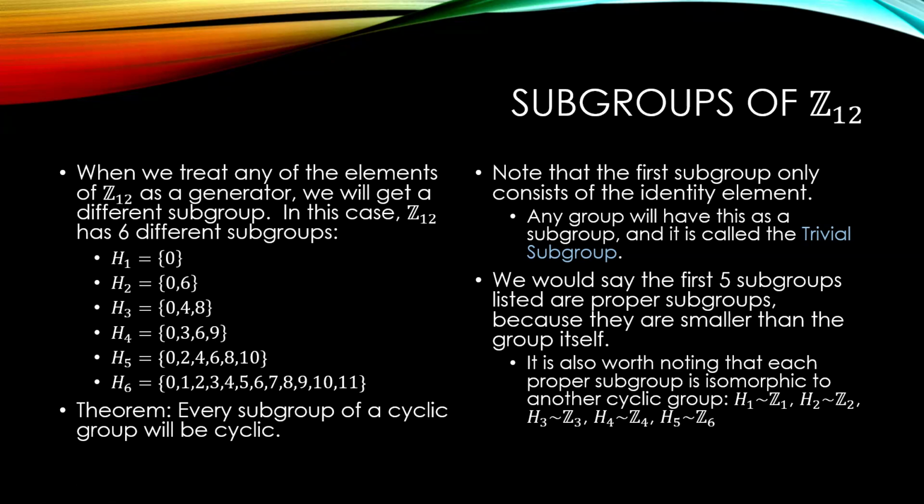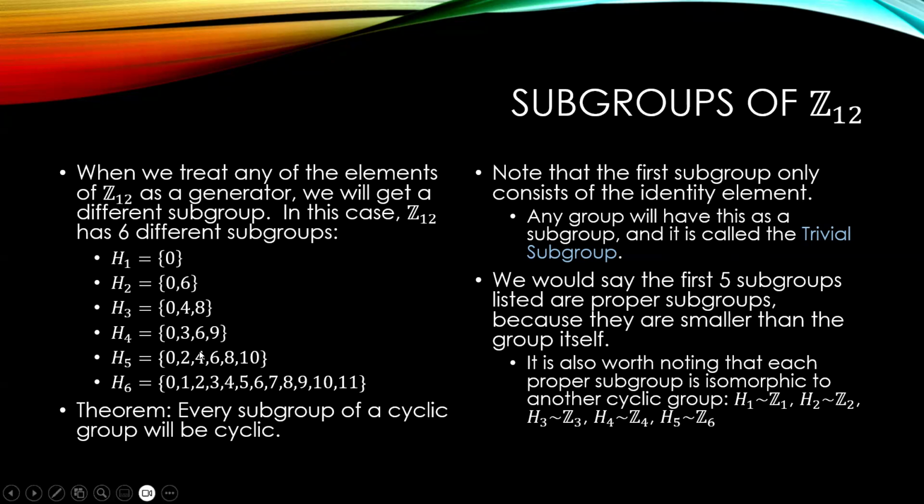Every subgroup of a cyclic group is in fact cyclic. And so we could say that these are isomorphic to our other cyclic groups. The first one is not that interesting. Note that the first subgroup only consists of the identity element. Any group will have this as a subgroup, and it's called the trivial subgroup. It's a group with one element in it. There's nothing really that interesting there.